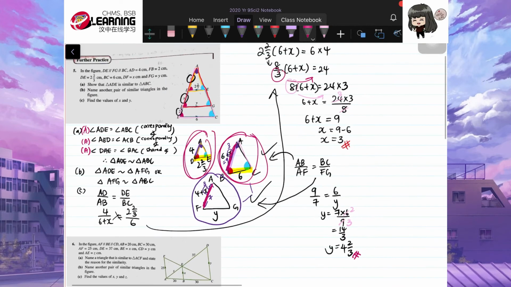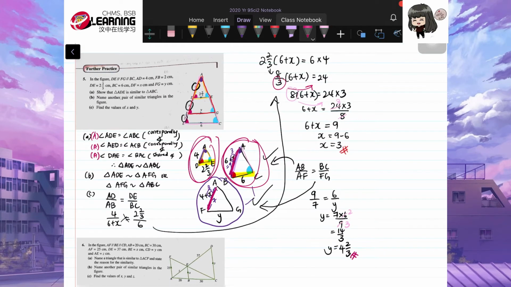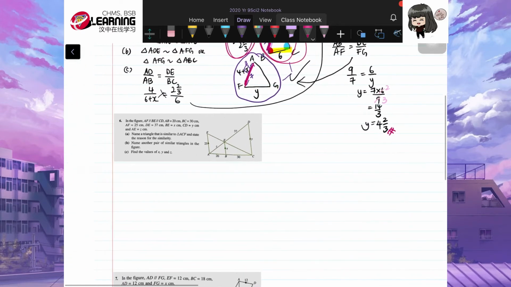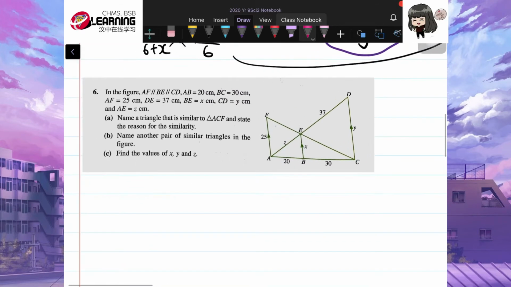Alright, that's for question number 5. Okay, let's do number 6. In the figure, AF, BE, CD are parallel lines, and everything is on the diagram already. Part A: name a triangle that is similar to ACF, and state the reason for the similarity. This is the triangle ACF.